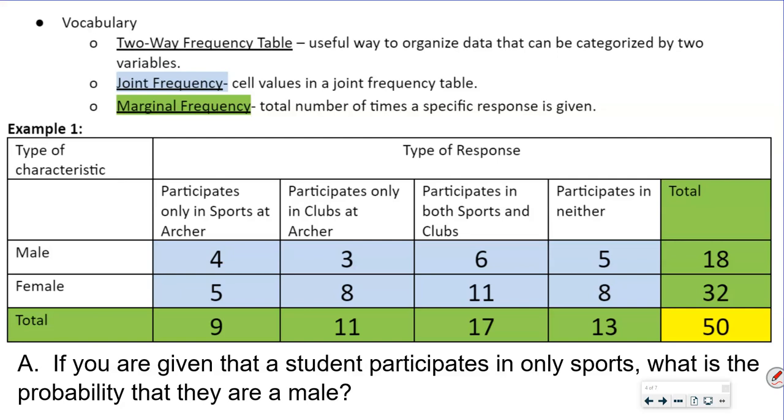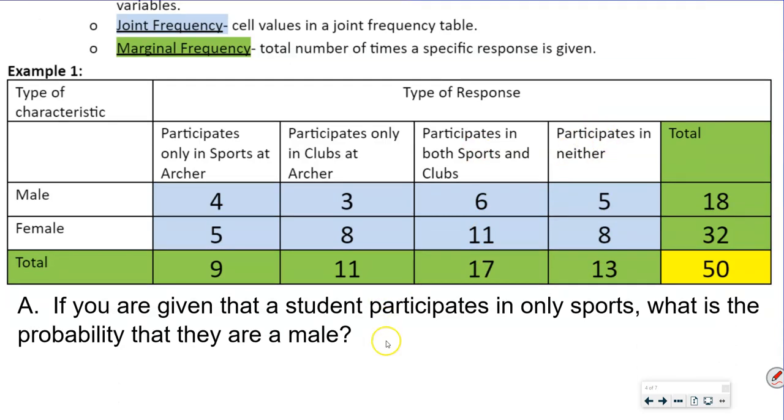And then there's marginal frequency, and those are the total numbers of specific response given. So basically the totals down here, like participates only in sports at Archer, and then participates in clubs, and then both, and then participates in neither. Okay, so if you're given that a student, so we're going to use this table to then basically find the probability. If you're given, new word. We haven't seen that word before, if you're given. Okay, so this is really important, guys. If it says given, then we're going to approach the problems a little bit differently.